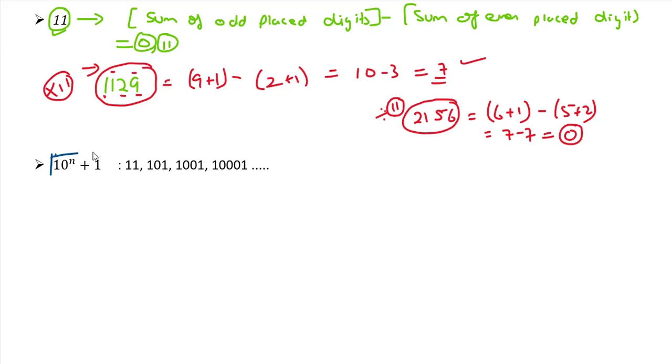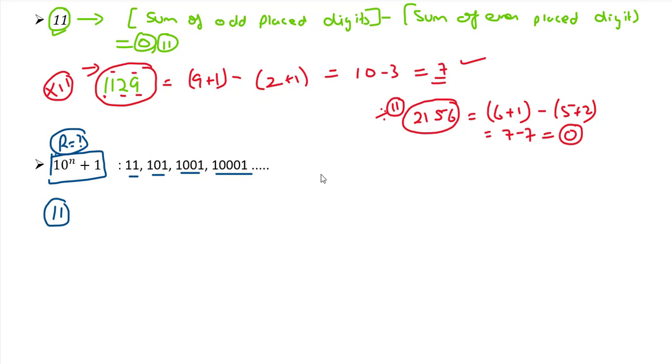We can extend the same logic for checking whether a number is divisible by a number which is of the form of 10 raised to n plus 1 or not. If not, then we can find the remainder. Like in the case of 11, we are finding the difference between the sum of odd place digits and the sum of even place digits. In the case of 11, 101, 1001, 10,001, we will also find the difference between the sum of odd place digits and even place digits.